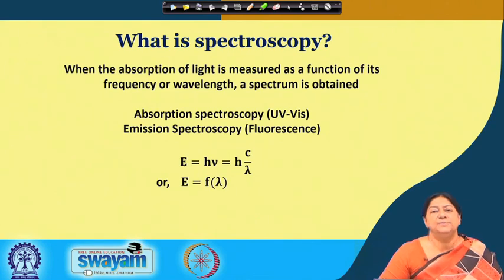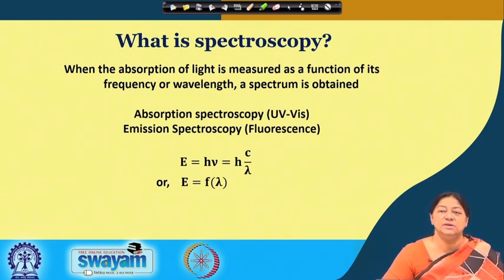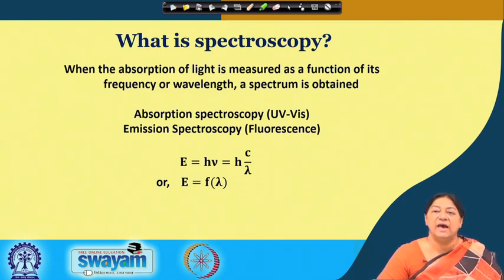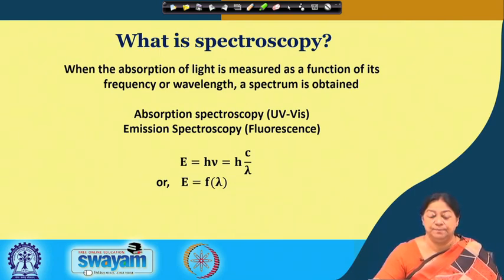When we consider spectroscopy, we have to understand that there is absorption of light. This light has energy that corresponds to a specific frequency and a specific wavelength. The equations that we have are E is equal to h nu, where nu is the frequency, or E is equal to h c by lambda, c being the velocity of light and lambda the wavelength of light, which means that this energy is a function of lambda.